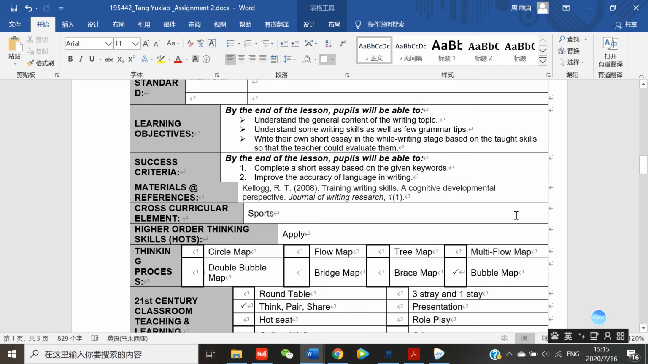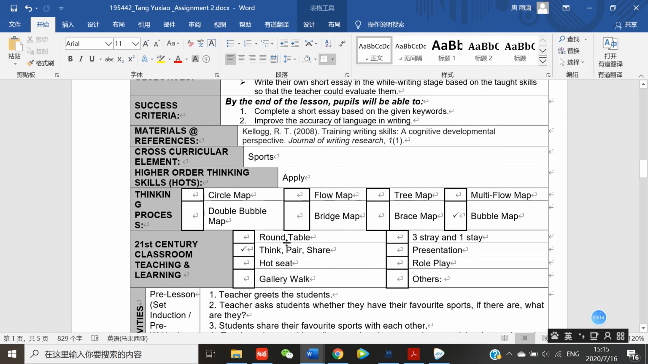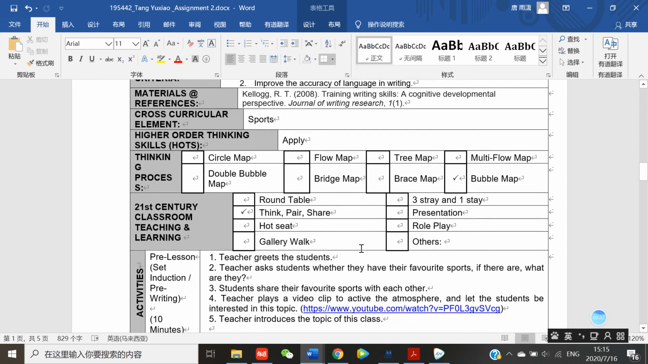The thinking process that I use is the bubble map. It is not for the students to use, but it is a way for the teacher to give clues, and the students are able to think, pair, and share their ideas with each other.